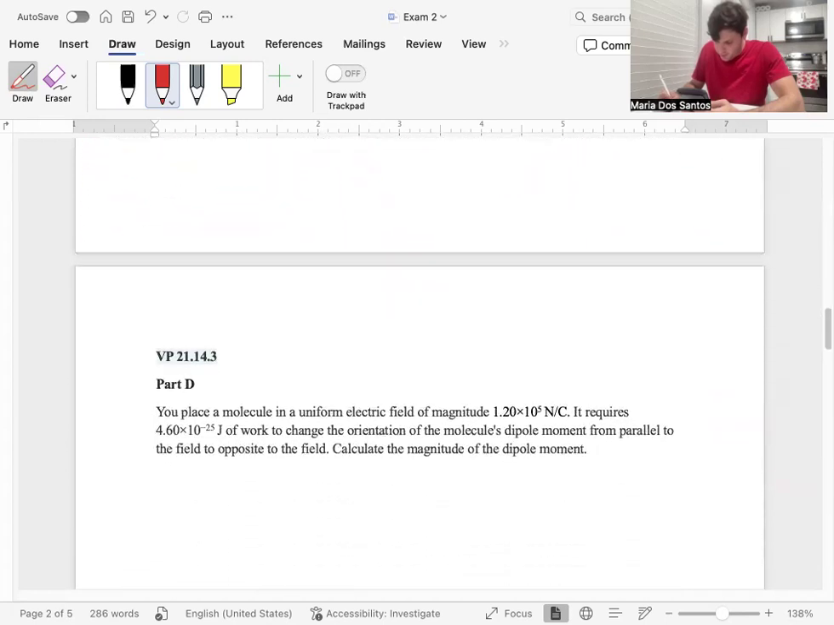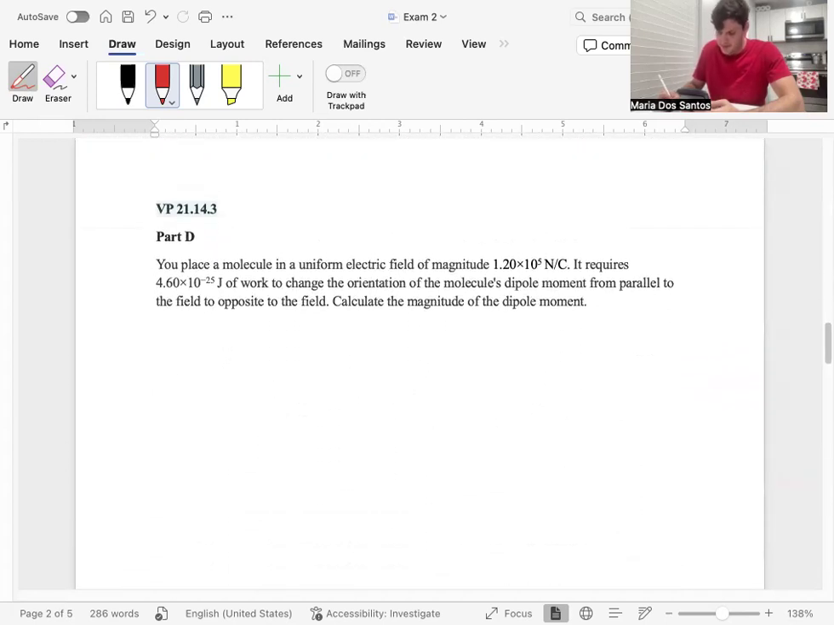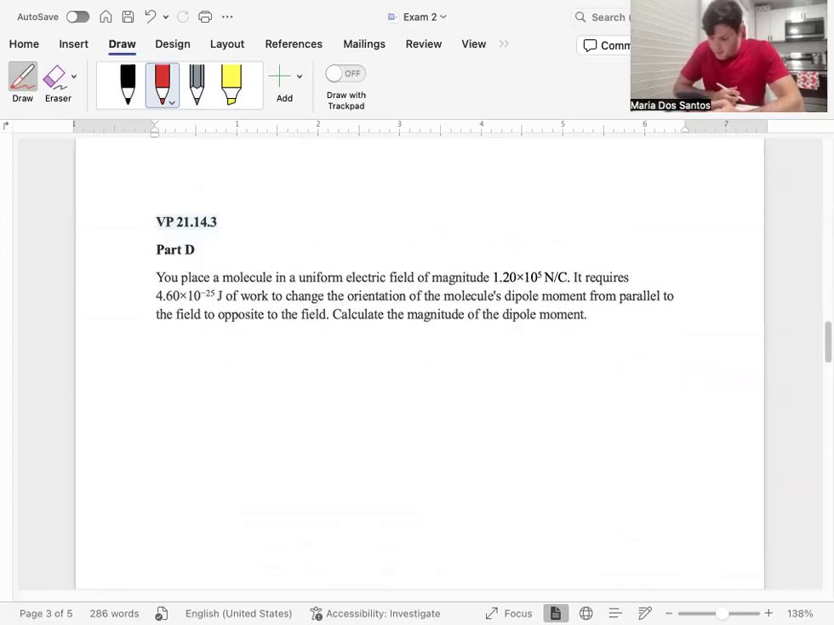Okay, we are going to be working with part D that says place a molecule in a uniform electric field of magnitude 1.20 times 10 to the 5 N/C. It requires 4.60 times 10 to the power minus 25 joules of work to change the orientation of the molecule's dipole moment from parallel to the field to opposite to the field. Calculate the magnitude of the dipole moment.